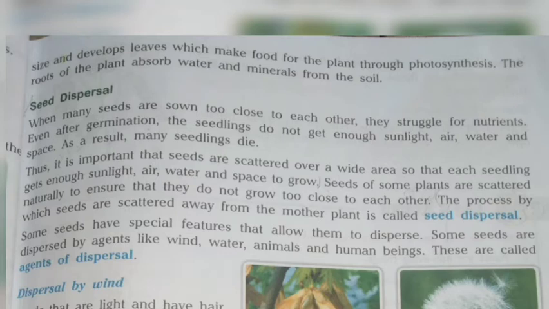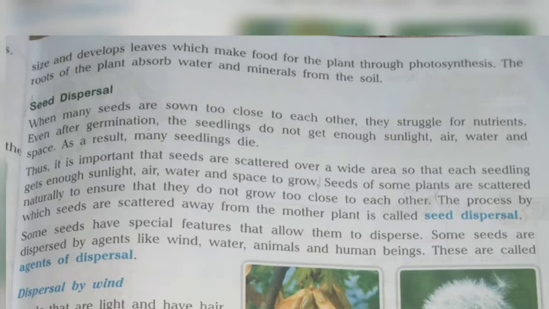Thus, it is important that seeds are scattered over a wide area so that each seedling gets enough sunlight, air, water, and space to grow. When a seed gets proper conditions, it will grow into a healthy plant. Seeds of some plants are scattered naturally to ensure that they do not grow too close to each other.